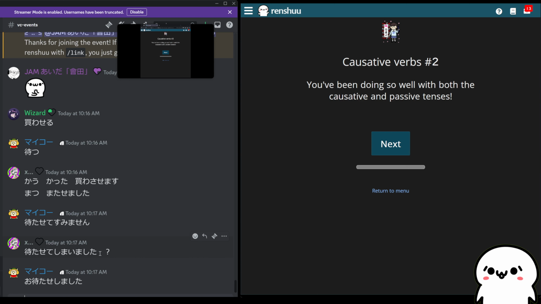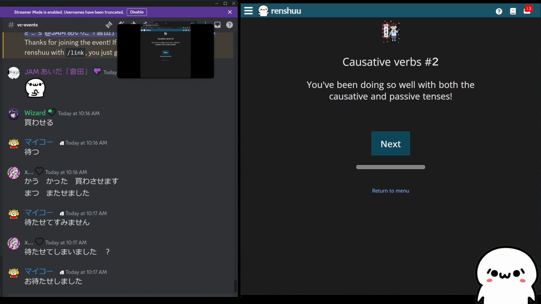The matasete shimaimashita you could use if you're going for a more apologetic tone, but there's no apology actually in there. So if you said matasete shimaimashita, you would follow it up with a sorry, gomen nasai or sumimasen. And so we typically hear not that as much as just the I made you wait, I'm sorry, which is one line above there.